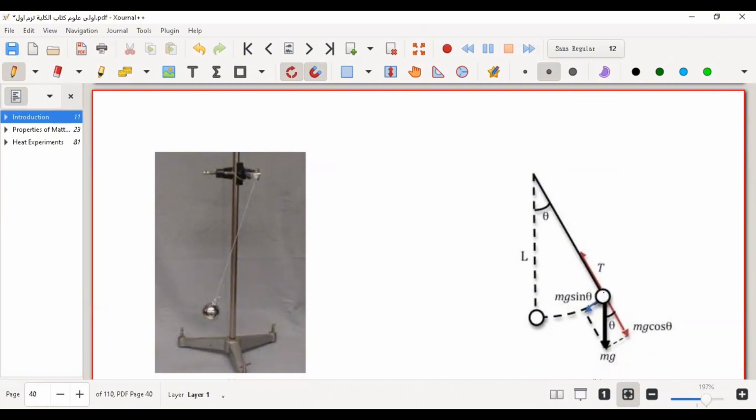By resolving this gravitational force, we will find it resolves into two parts, mg cosine theta and mg sine theta. And here is the tension in the string. Also, this is the length of the string, which is known as L. And here is sine theta, and here is theta. And this arc equals x, which is the displacement.